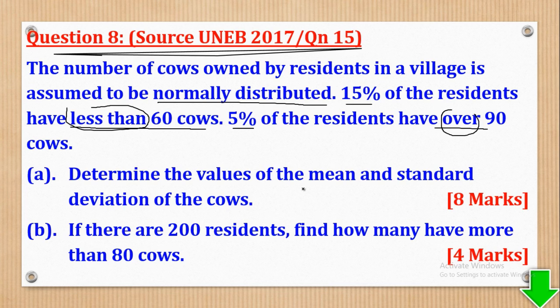Part A, determine the values of mean and standard deviation. And part B, if there are 200 residents, find how many have more than 80 cows. So in this part, it means you have to first get the probability of more than 80 cows. After that, you multiply by the total to get the required number of residents. So we are going to start with part A, where they want you to find the mean and standard deviation.